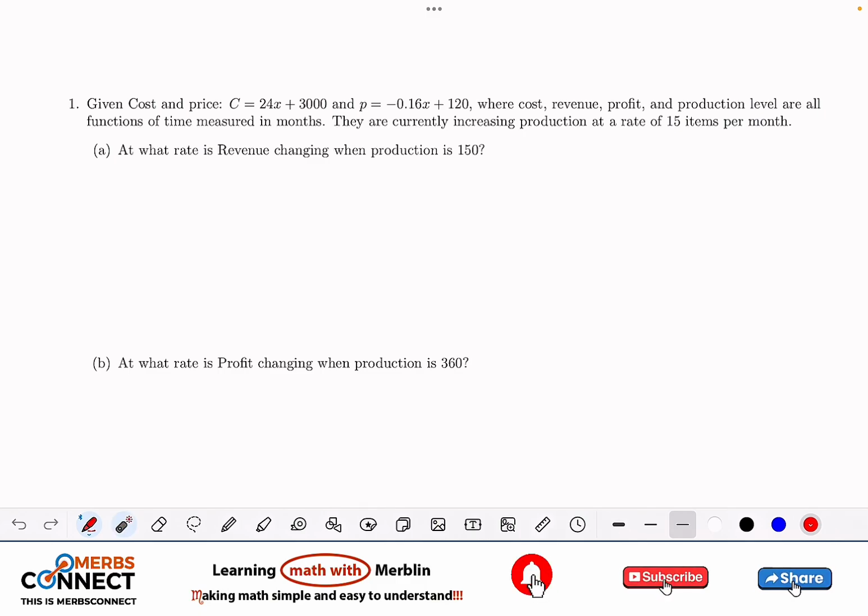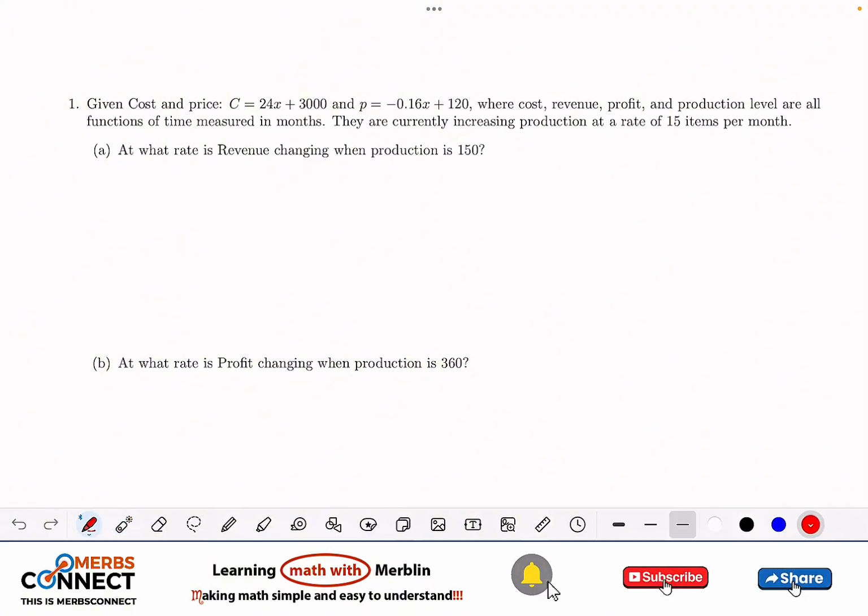One thing that you need to know is that with related rates, mostly we use implicit differentiation. They will give you the function, but we are going to differentiate the function with respect to one of the variables. Since the function is measured in time, we are going to differentiate with respect to what? t. So that is the idea.